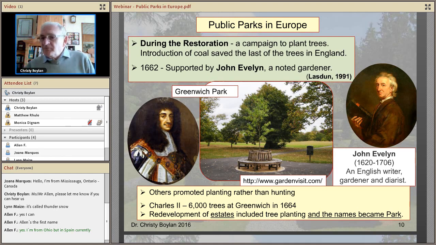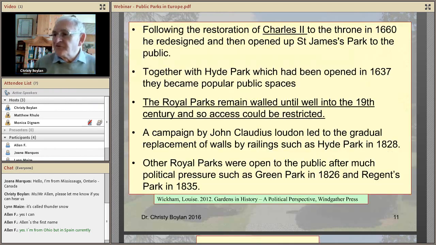So we'll move on to the next one then. During the Restoration, the campaign to plant trees was due to an introduction of coal, and it saved the last of the trees in England. Remember, trees were being used for energy, for burning fires and so on, for warming houses, until they discovered the use of coal. But we have a noted gardener, John Evelyn, who lived from 1620 to 1706, and he was a writer of note, and he supported the idea of planting trees.